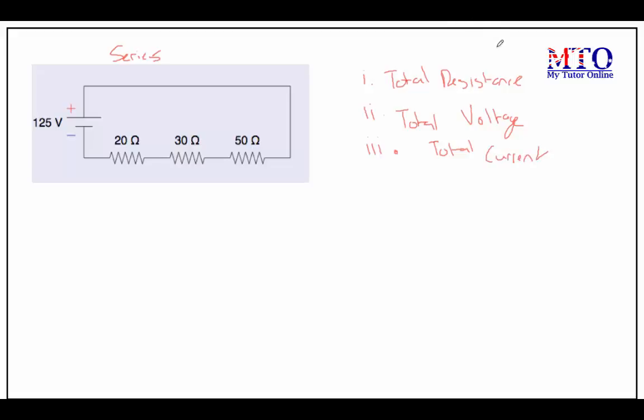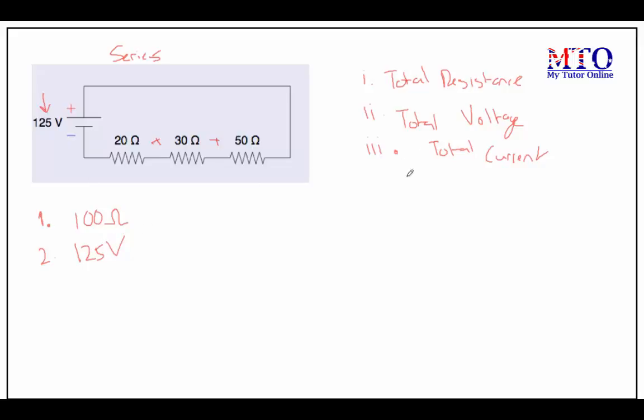So to find the total resistance, it's very easy. All we need to do is simply add these resistances together, which gives us 100 ohms, which would be our total resistance. Now the total voltage, as we know, is given to us here, so that would just be simply 125 volts.